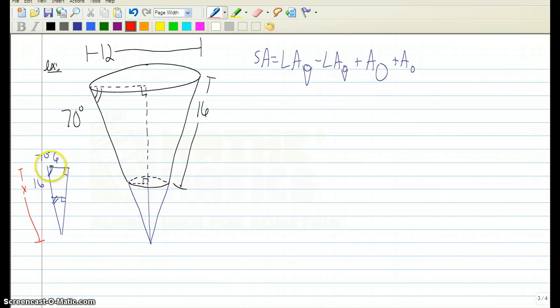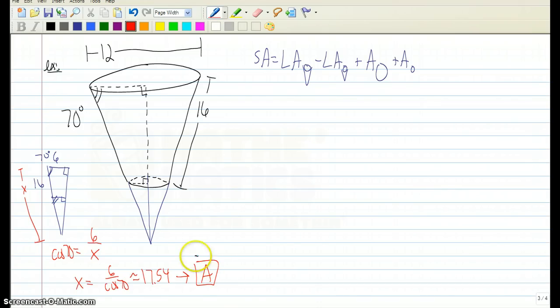And then relating the 70-degree angle, the length of 6, and that x together is going to be cosine. The cosine of 70 is equal to the adjacent of 6 divided by the hypotenuse of x. And then when you solve this for x, multiply both sides by x, divide by the cosine of 70. So x equals 6 over the cosine of 70. That is about 17.54. And we're going to need to use that, so go ahead and store that as alpha a.